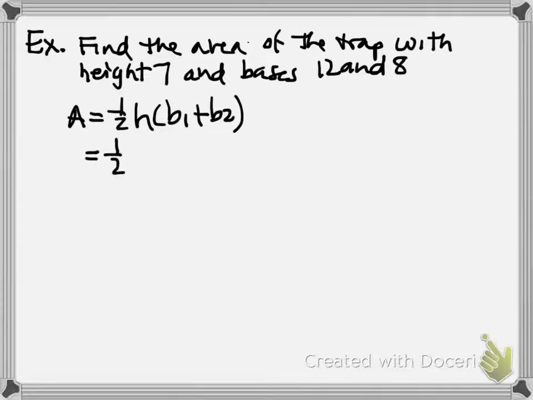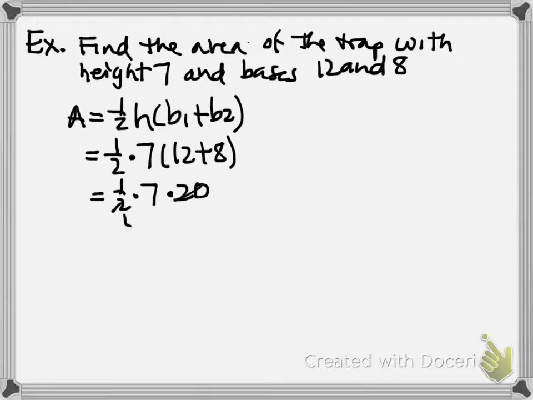So we get 1/2, the height is 7, and the sum of the bases is 12 plus 8. Now, according to order of operations, we're supposed to take care of anything in the grouping symbol first. So we get 1/2 times 7 times 20. Now I can take half of a number. Well, the only number I could take half of would be the 20, right? And then I get 7 times 10 is 70. So there's the area of the trapezoid.